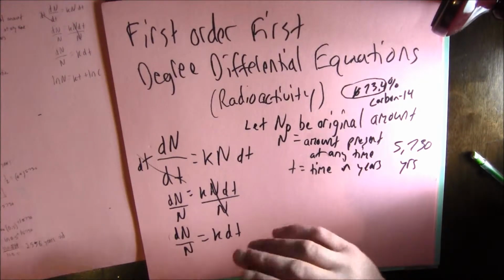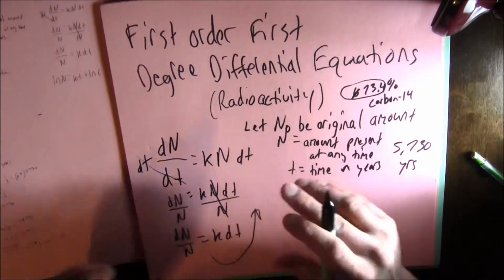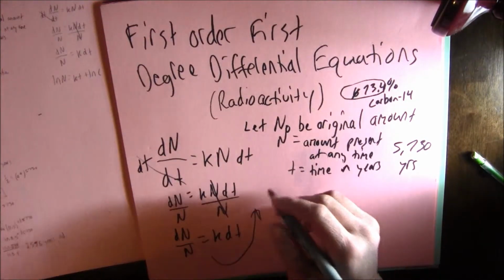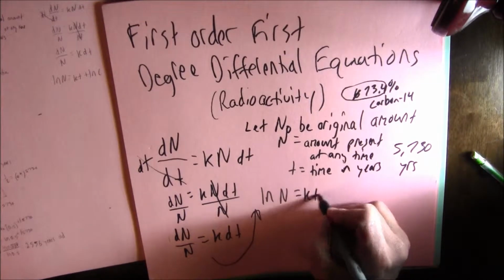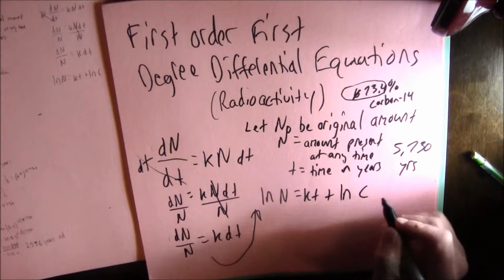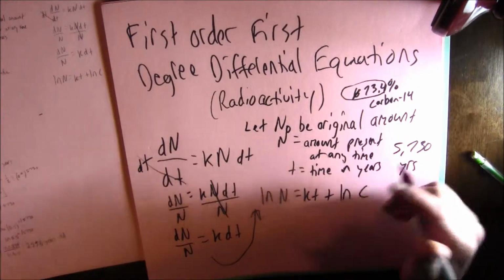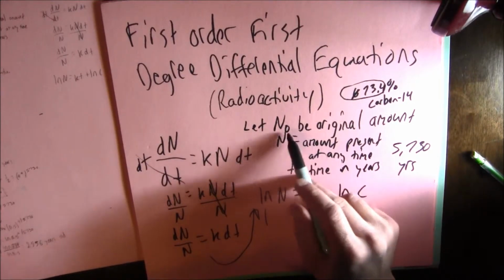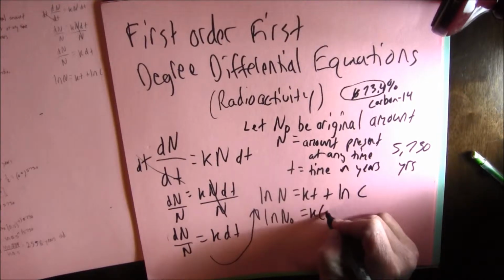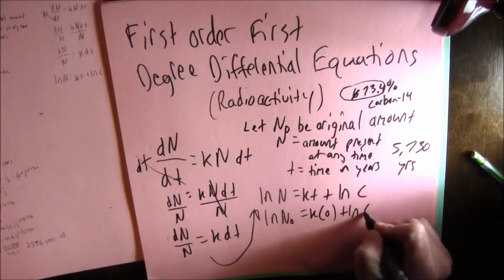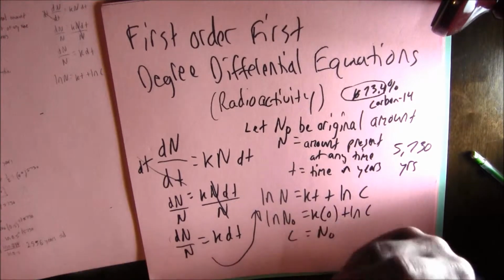You got that down. Now you're going to throw in some logarithms. This is when it gets tricky. A general solution is ln N equals kt plus ln C. The C, that's just how it is. Going up here to the initial condition, ln N0 equals k·0 plus ln C. What is C? C is equal to N0.